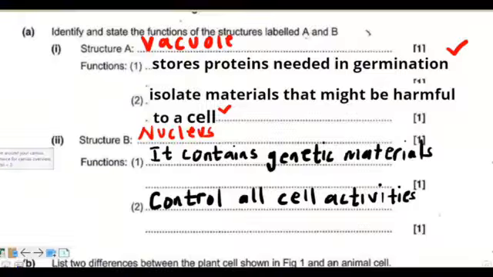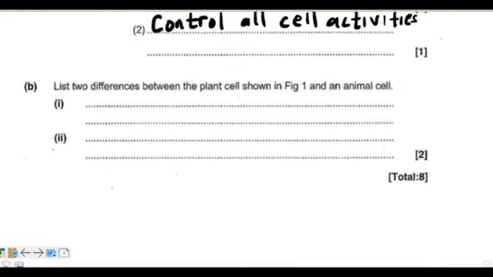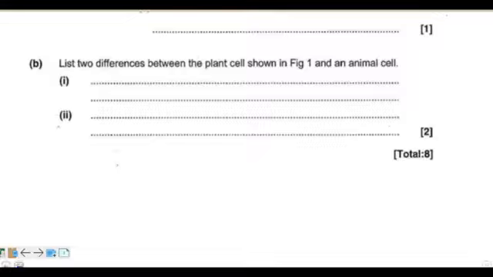So let us now look at our last question. The question reads, list two differences between a plant cell and an animal cell. There are many differences that exist between a plant cell and an animal cell. The first one, we can say that a plant cell has a rectangular shape, while an animal cell has an irregular shape or a round shape.